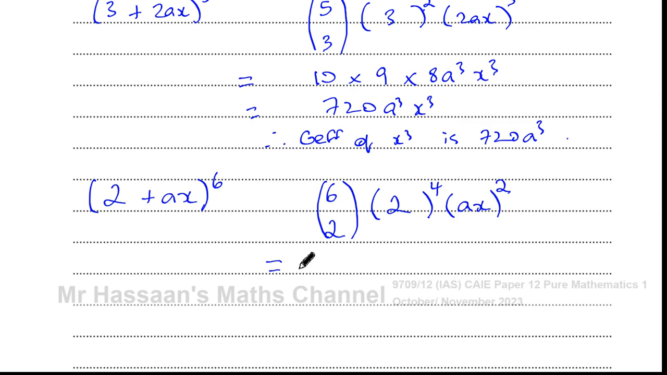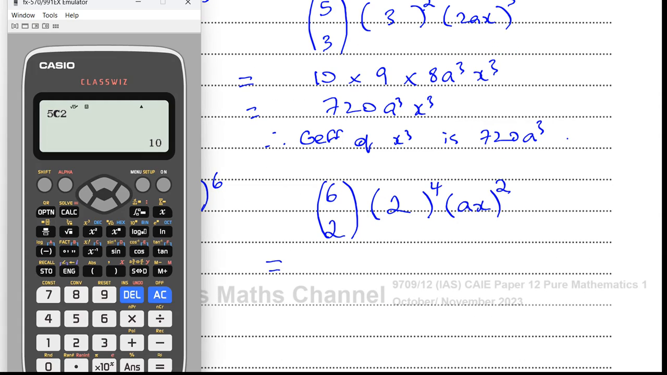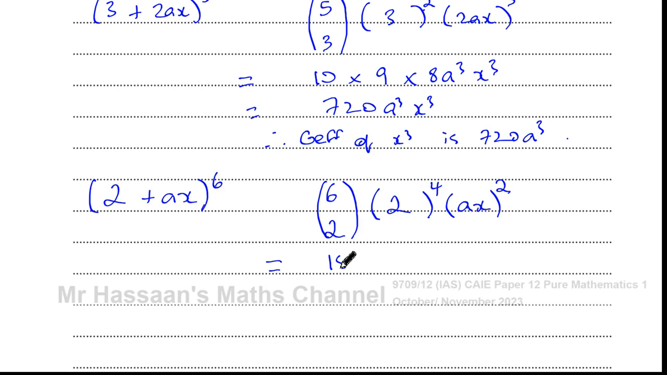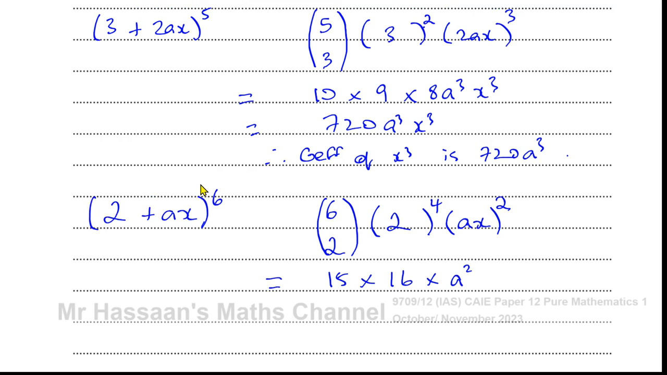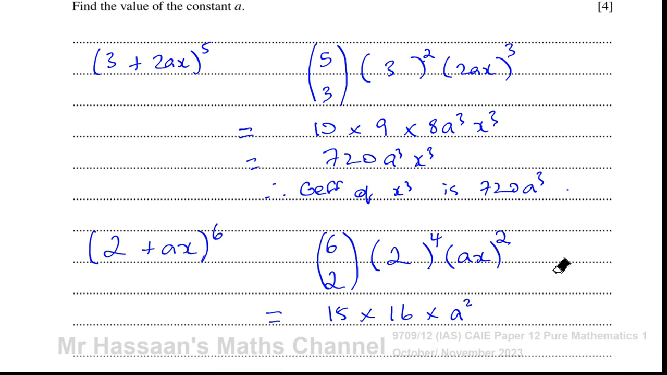So that's equal to, so we take our calculator again. We do 6c2 this time. 6c2, that gives us 15. So you're going to have 15 times 2 to the power of 4, which is 16, times a squared. Sorry, there's something missing here. Oh, that's right, 2ax. Just make sure. It's just ax. There's nothing missing. Sorry, I was confusing with the last question. That's a squared, x squared.